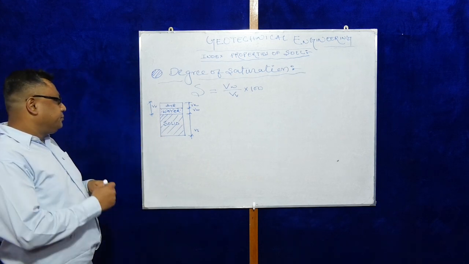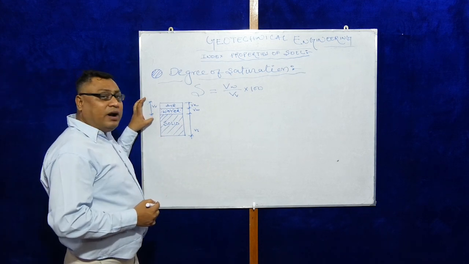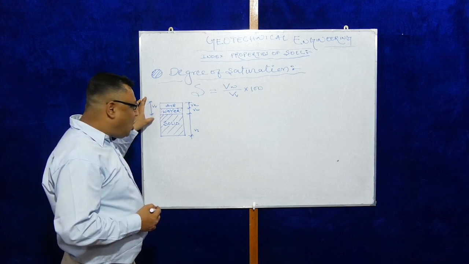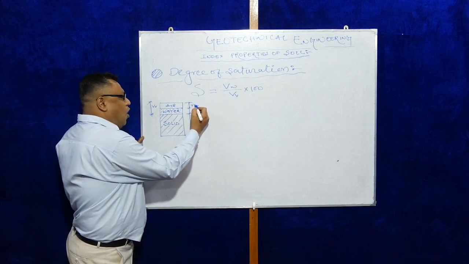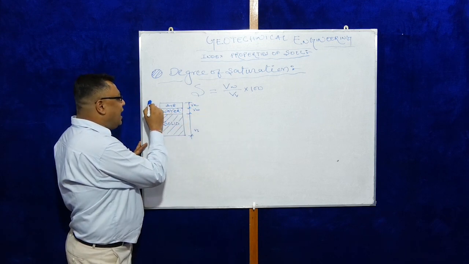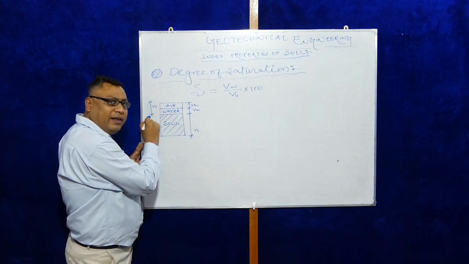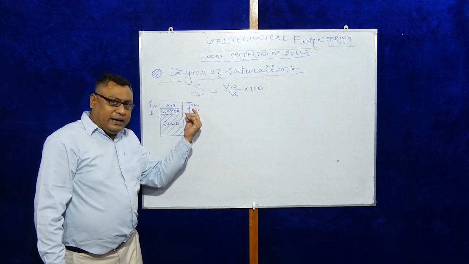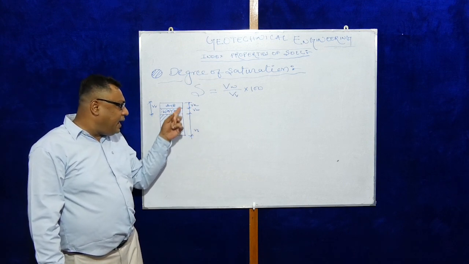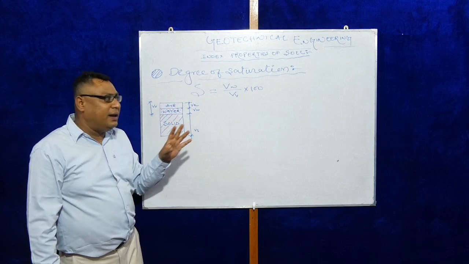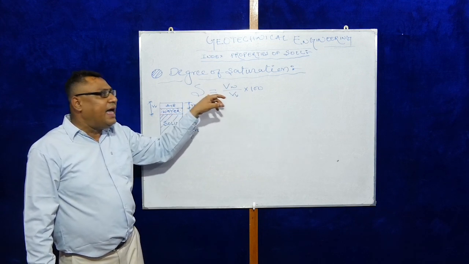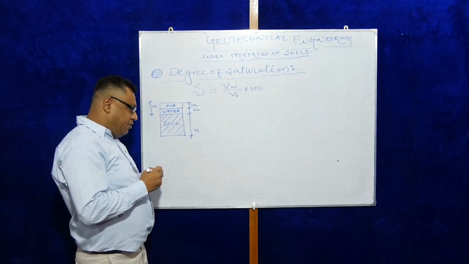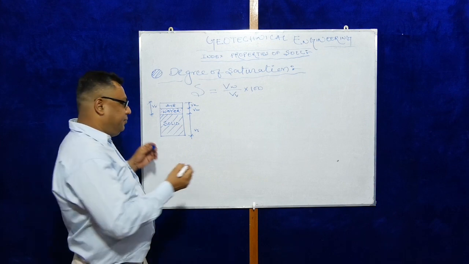Okay, now, what is the degree of saturation? Degree of saturation is defined as the ratio of volume of water to the volume of voids of a given soil sample. Means the water present in the void spaces of a given soil sample. It is denoted by capital S and it is expressed as percentage. Now, degree of saturation for fully saturated soil.